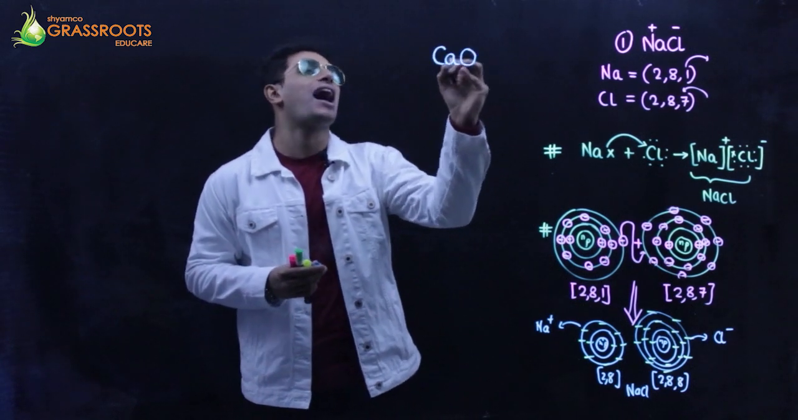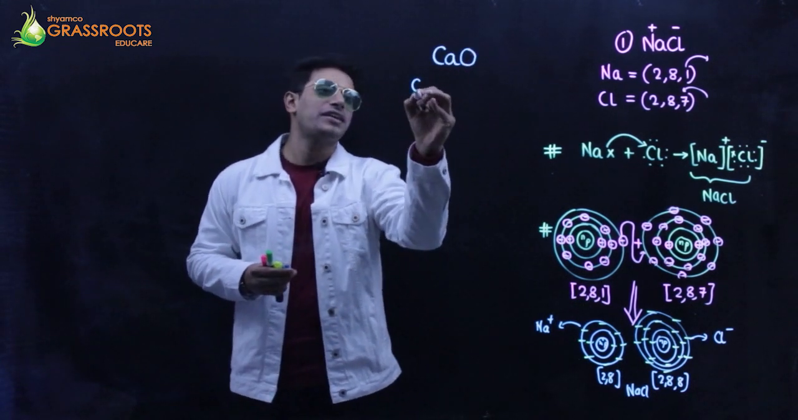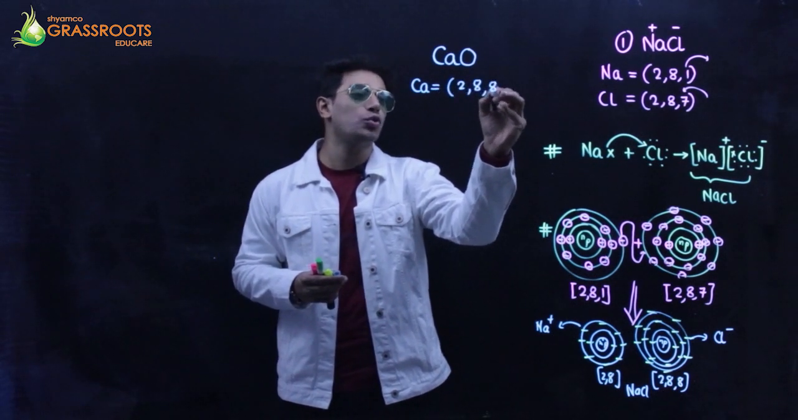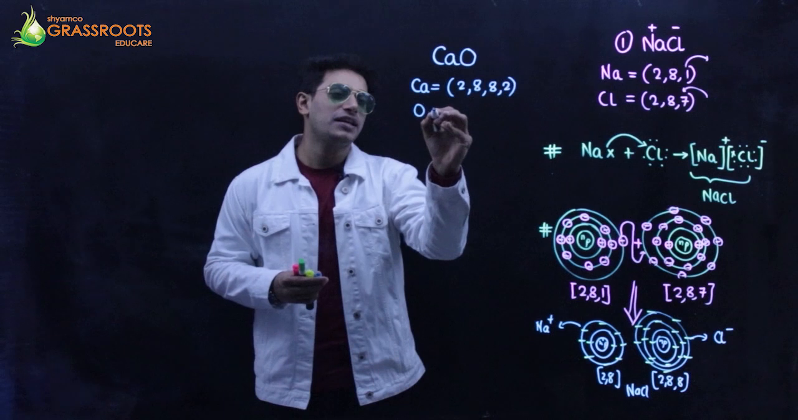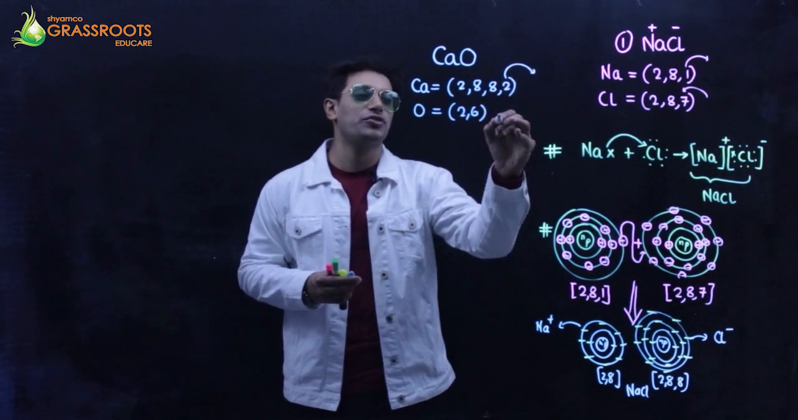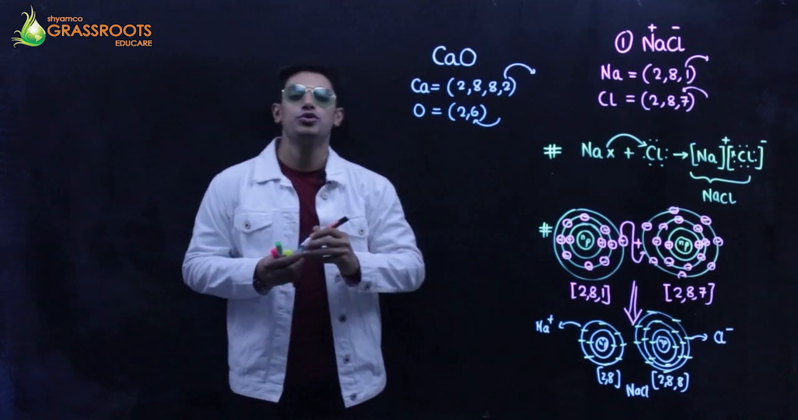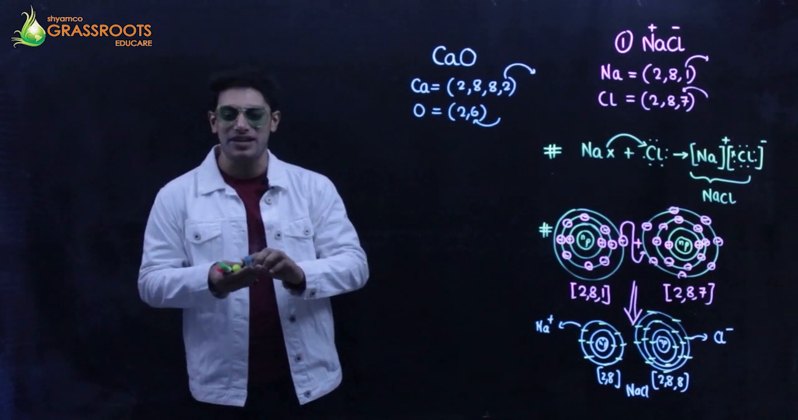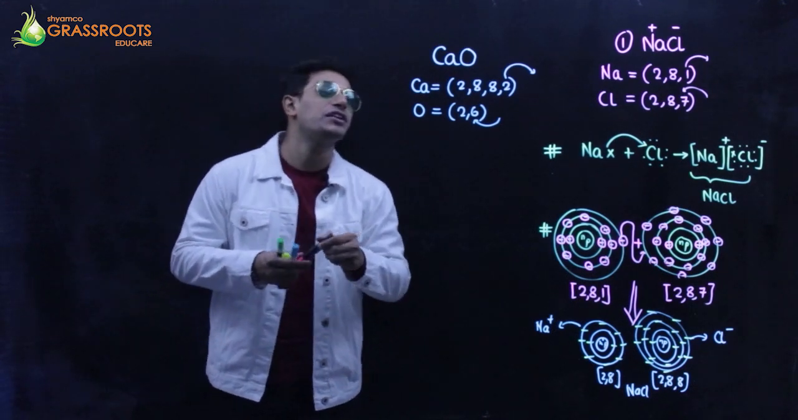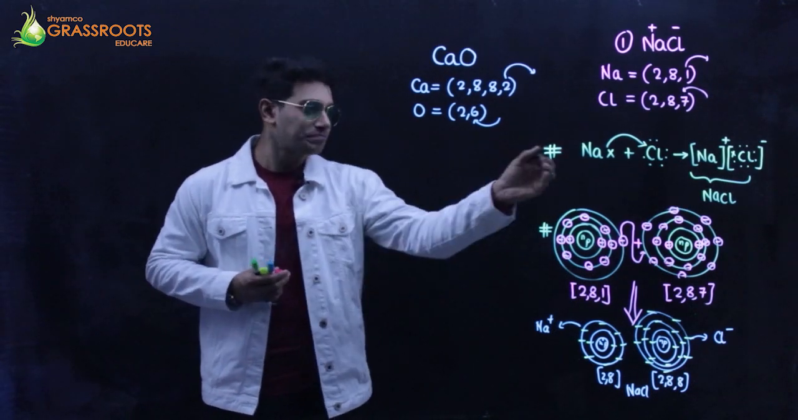I call it CaO. Calcium's configuration is 2, 8, 8, 2 and oxygen's is 2, 6. Can I say this is going to donate 2 electrons and this is going to accept 2 electrons? It's again a give and take relationship. So let's begin with the electron dot structure.